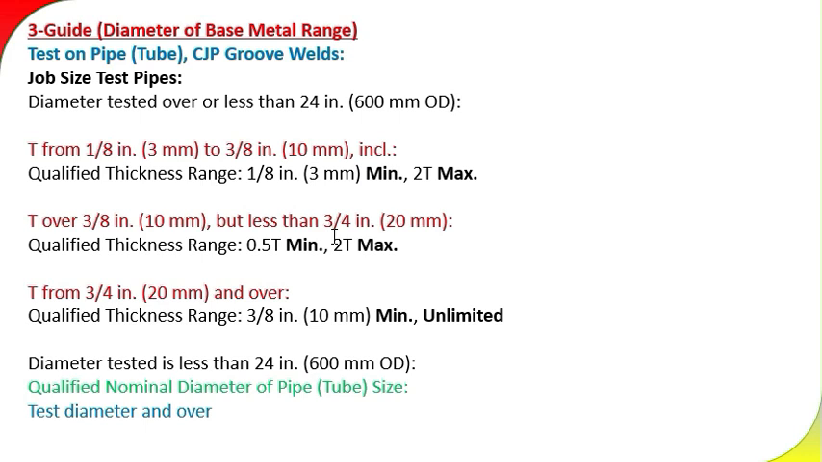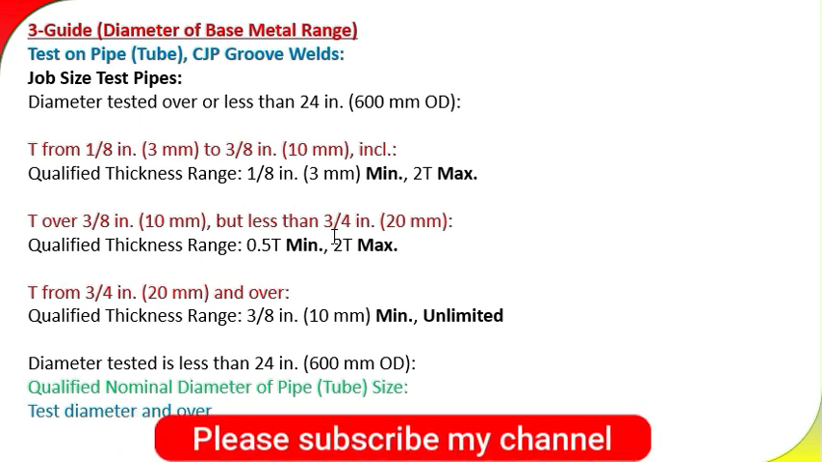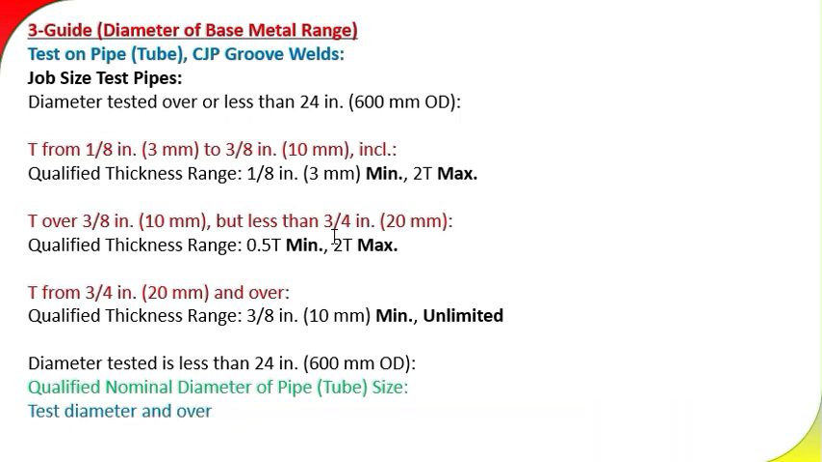Test on pipe or tube, CJP groove weld. Job size test pipe diameter tested over or less than 600 mm OD. So if the diameter tested is over or less than 600 mm OD, then T is qualified for 3 mm to 10 mm qualified thickness. Then the qualification thickness range will be 3 mm to 2T, meaning minimum is 3 mm and maximum is 2T.